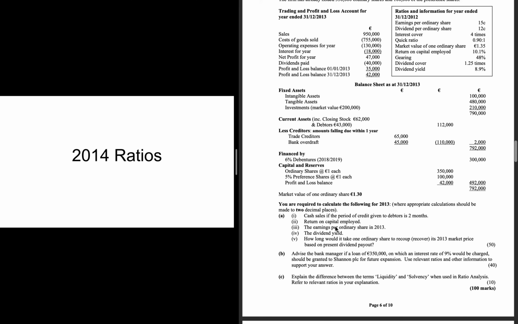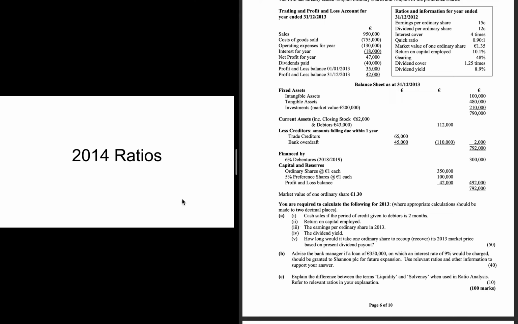Maybe go down and see what you're asked. So you're advising the bank manager for a loan of 350,000, in which an interest rate of 9% should be charged. So you're given specific information on the loan, which is going to be important, especially around our gearing and our liquidity and even our profitability a little bit when we come to do our report. Part C is fairly straightforward. We'll explain that as we go.